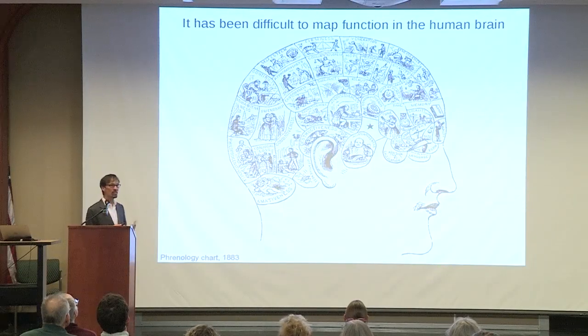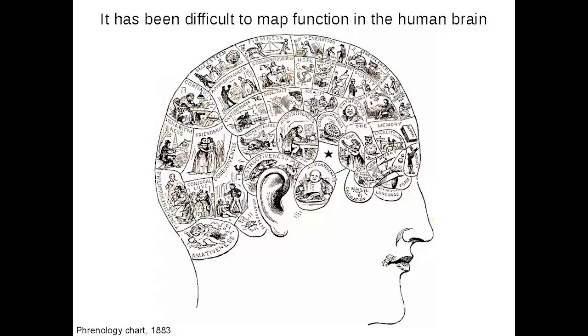So I'm interested particularly in functional mapping of the brain. That's the idea that different portions of the brain are specialized for different functional activities or functional representations. Now, the idea that the brain has functional specialization is not new. It goes back actually a couple hundred years.